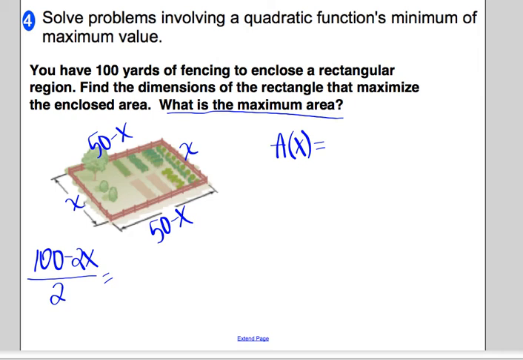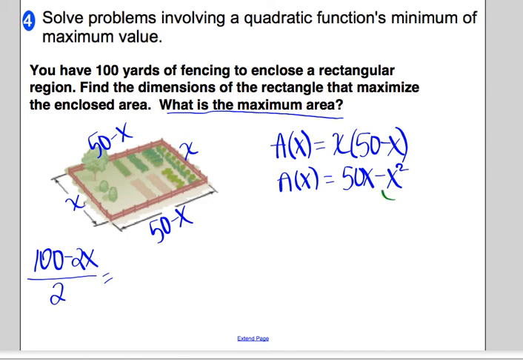So now I want to write an equation for area using the information on my picture. Area is base times height, or length times width, so it's going to be x times 50 minus x. And if I do a little distributing, I get 50x minus x squared. And now I want to know the maximum area. So we'll go through and find the maximum point. Looking at my equation, I see a negative in front of the x squared, so that reminds me that this is in fact going to be a maximum because this is a parabola opening down.